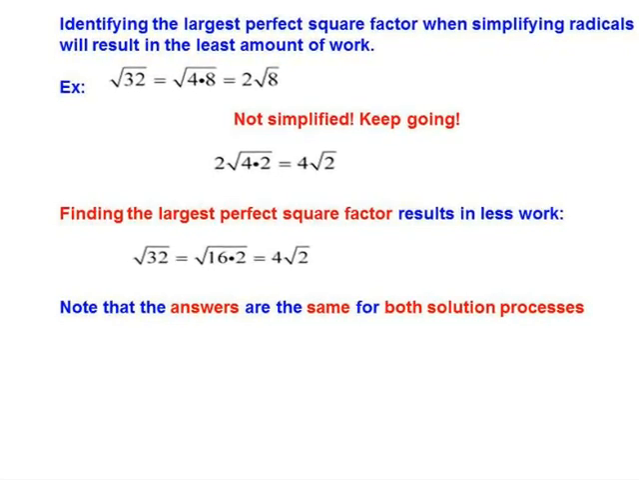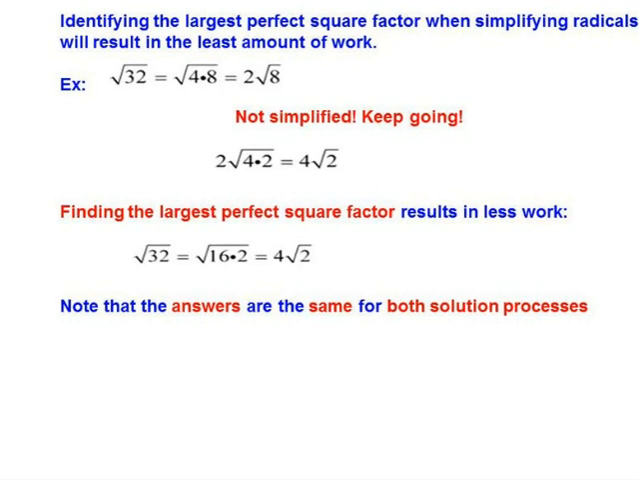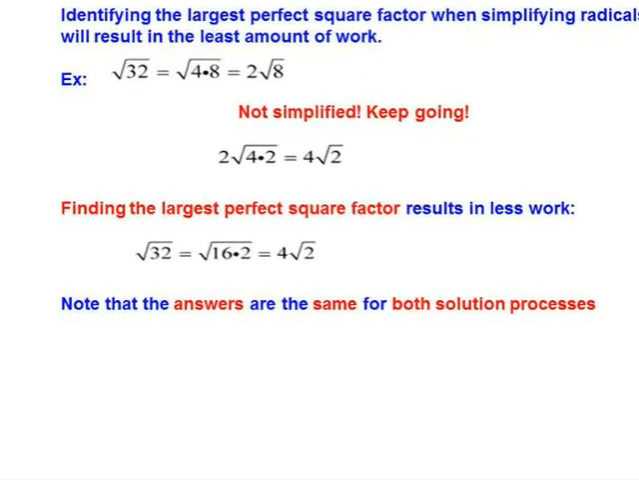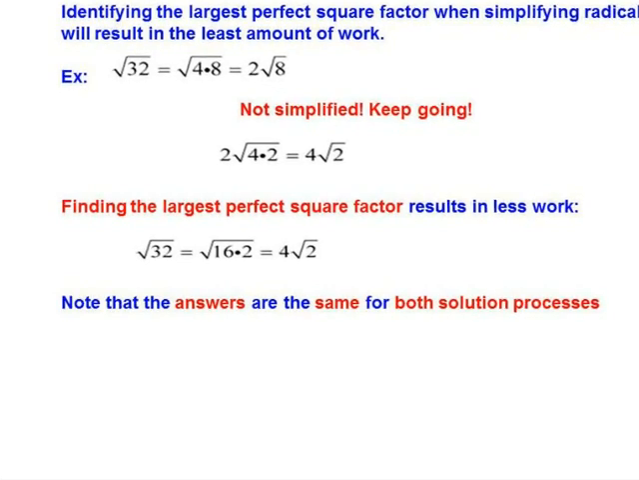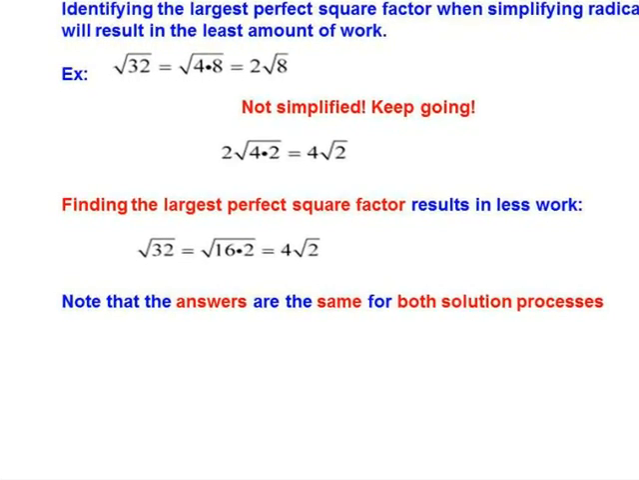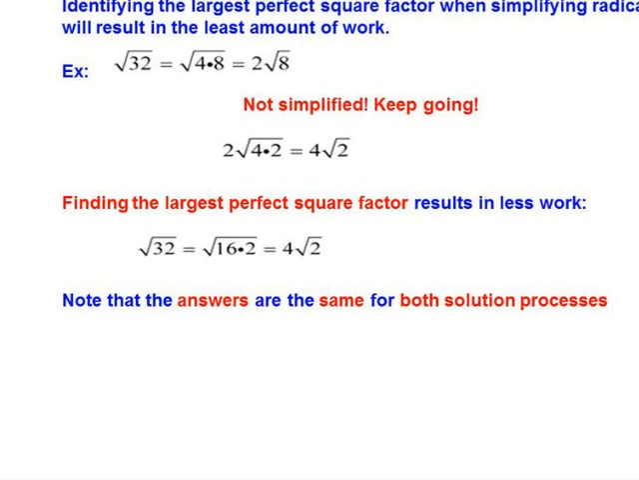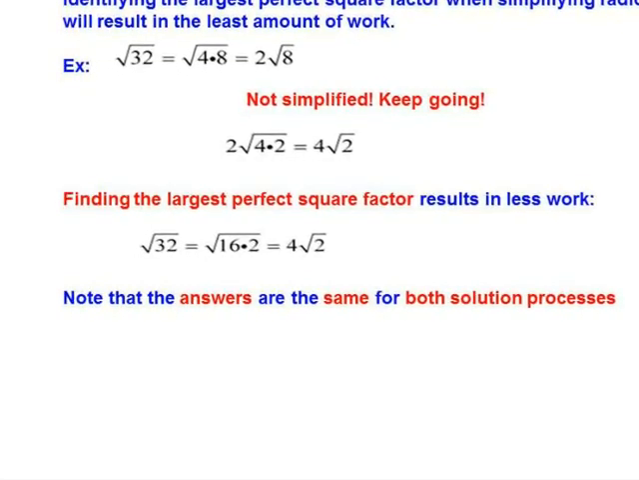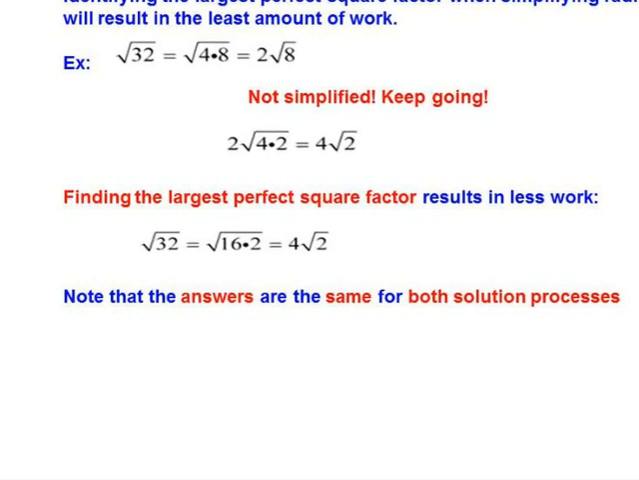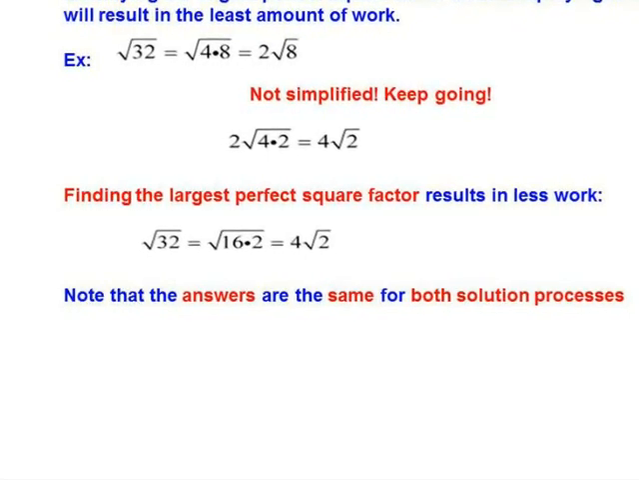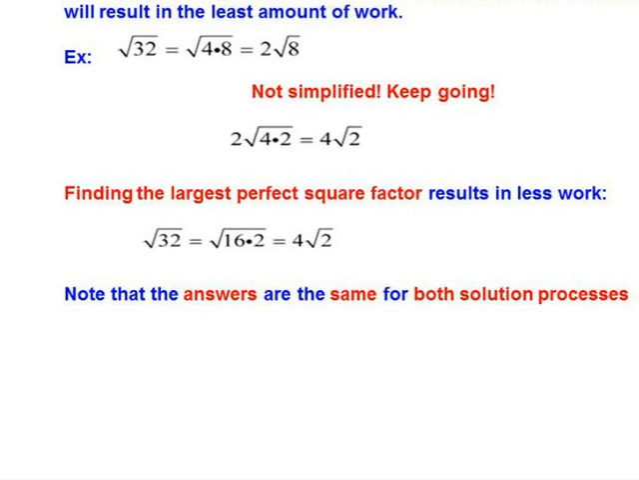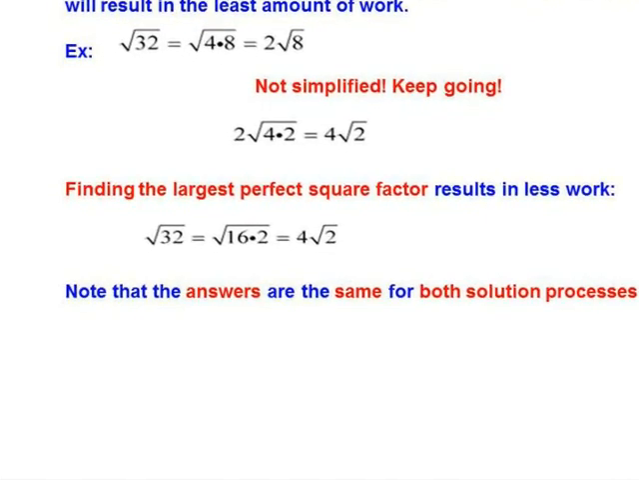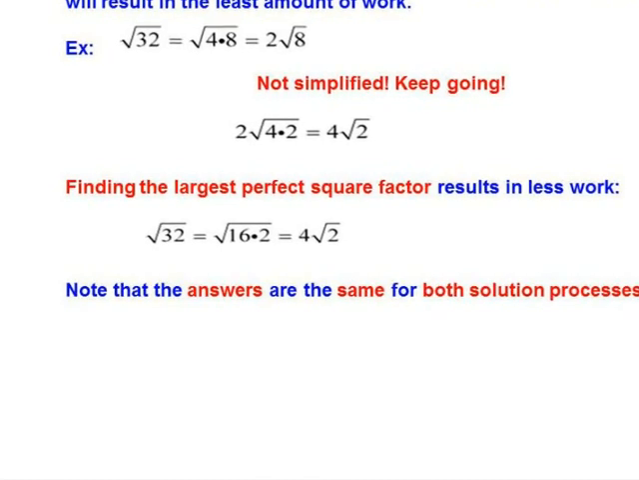For example, 32. We know that one of the perfect squares that I can get out of 32 is 4. And 4 times 8 is 32. It comes out as 2 square root of 8. But guess what? There's another perfect square in 8. Remember, 4 times 2 is also 8. So I can get out another perfect square, which is going to be another 2 that comes from underneath the radicand. And so 2 times 2 is 4, and we have a remainder 2 underneath the radicand.